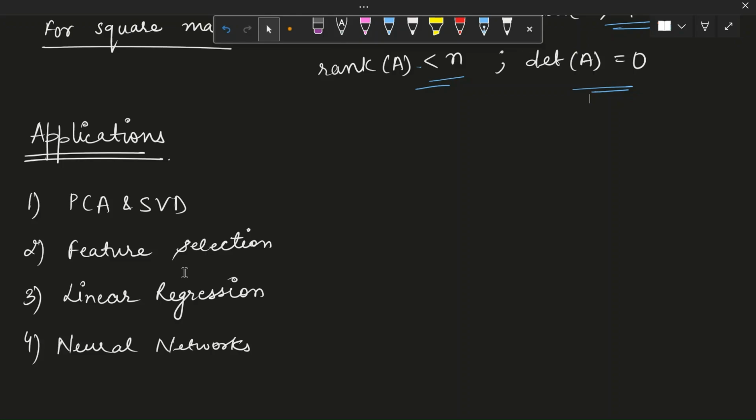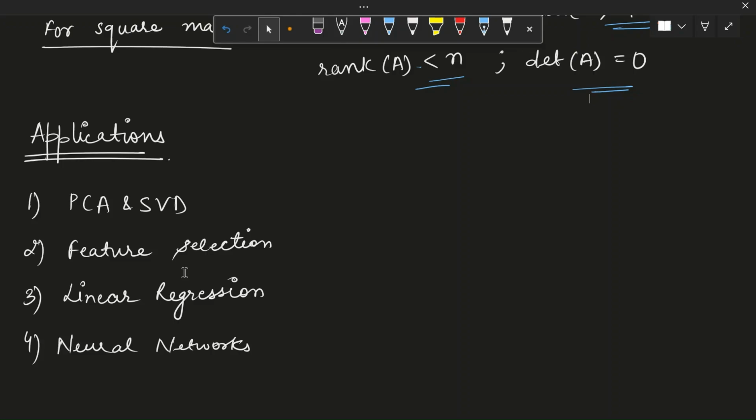Then the third application is in linear regression. If the design matrix in linear regression has full rank, then the model has a unique solution. Else, if the matrix has a low rank, we have multicollinearity leading to unstable predictions. Lastly, in neural networks and deep learning, low rank matrices are used to compress the models and reduce computation costs. And rank helps in understanding activation functions and weight matrices in deep networks.